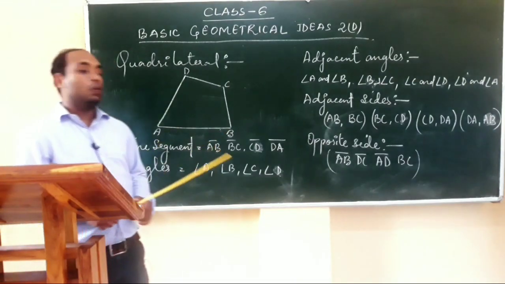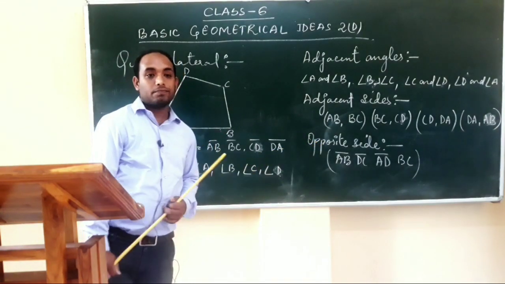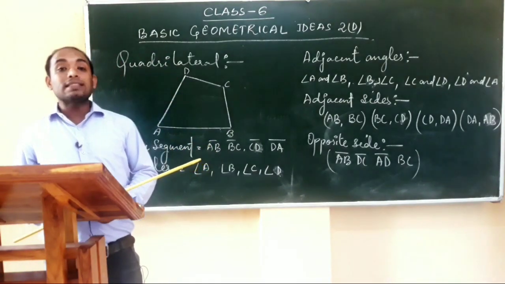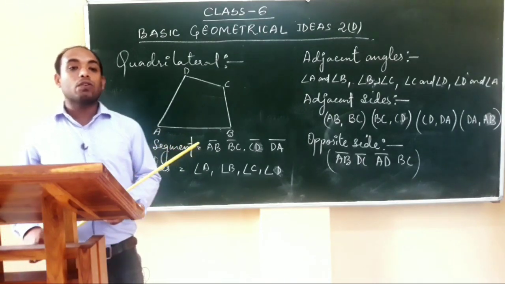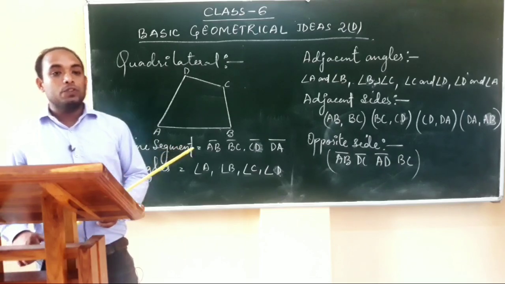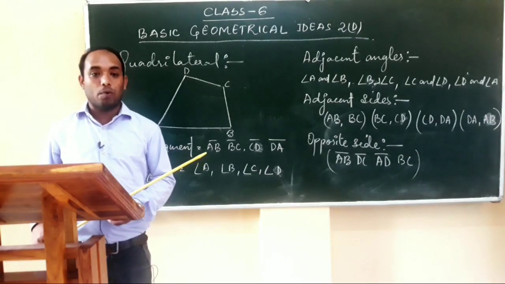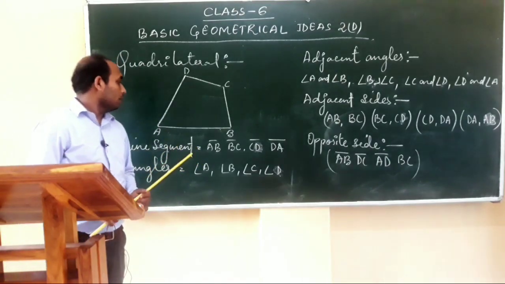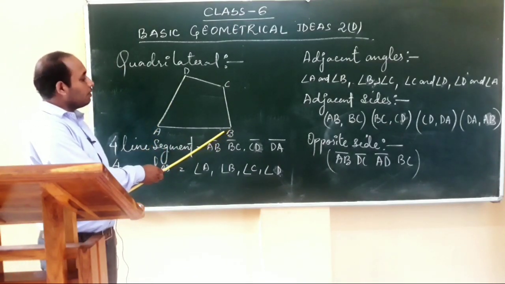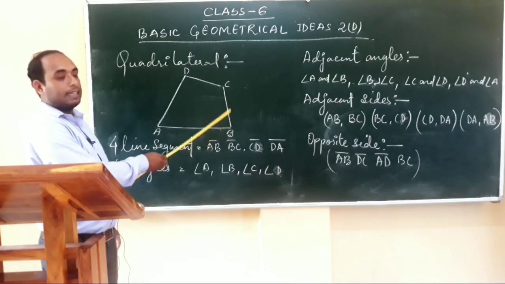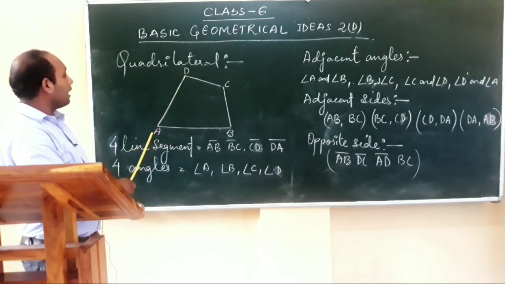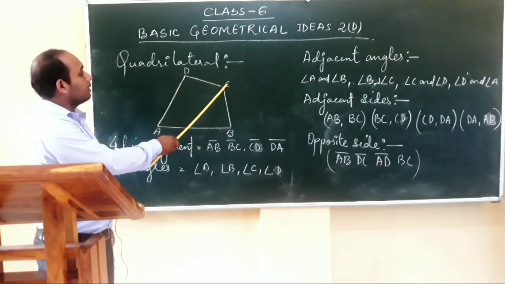Next, we come to opposite sides. What is an opposite side? Two sides of the quadrilateral are called opposite sides if they do not have a common endpoint. The opposite of AB is CD, and the opposite of BC is DA.